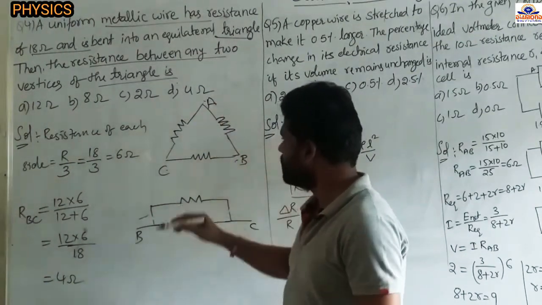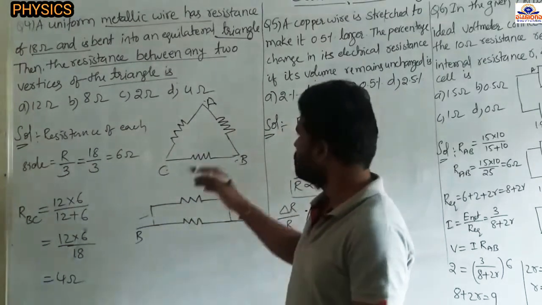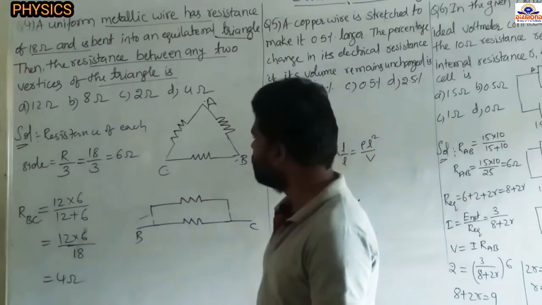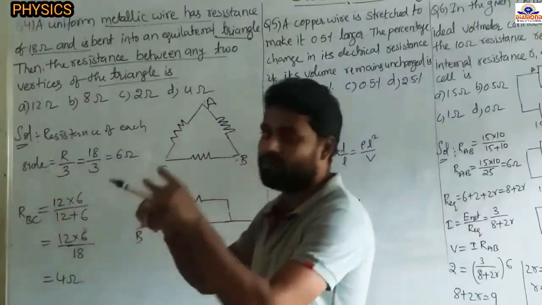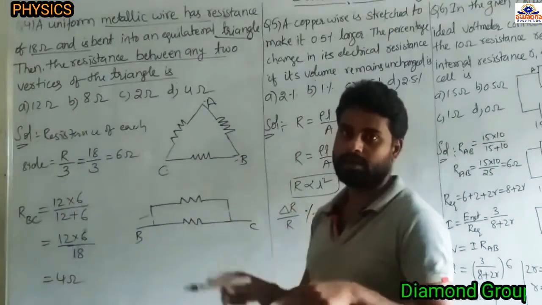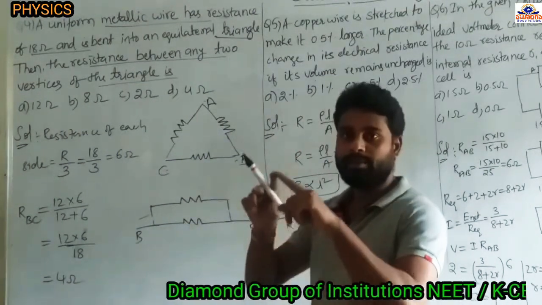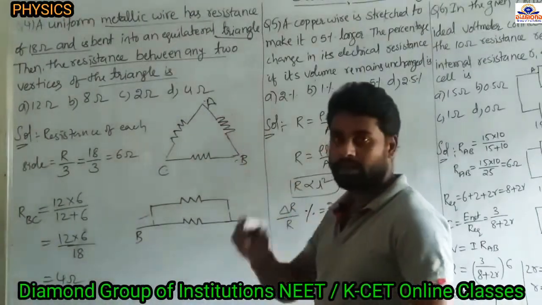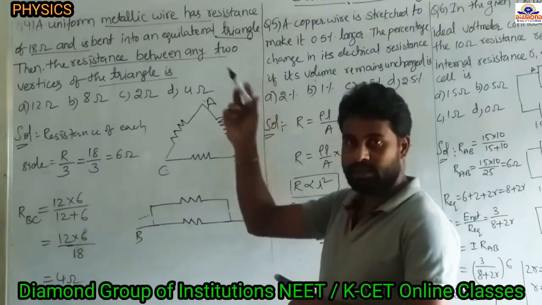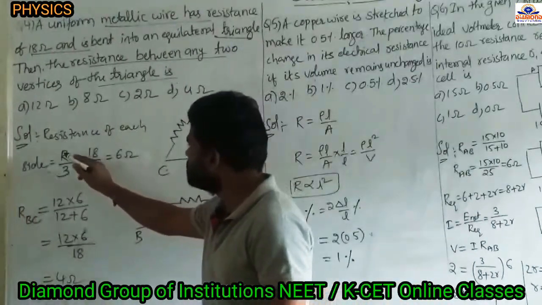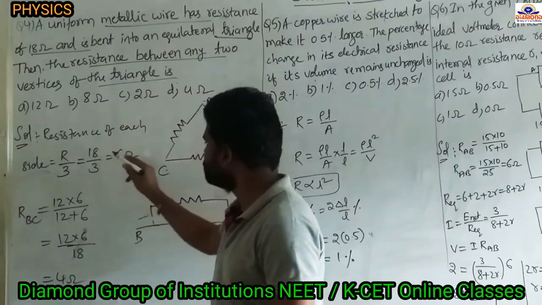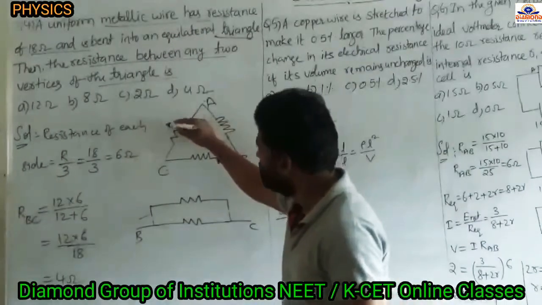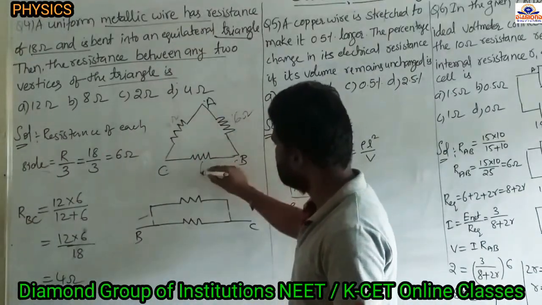A, B, C. So what is each side's resistance? An equilateral triangle means each side is equal, each side is the same. The wire's resistance is 18 ohms, that means R ohms. Now it is bent to form an equilateral triangle, so each side is equal, that means each side's resistance is R by 3, where R is the resistance of the wire. The resistance of the wire is 18 ohm, so 18 ohm by 3 equals 6 ohm. Each side's resistance is 6 ohm, 6 ohm and 6 ohm.